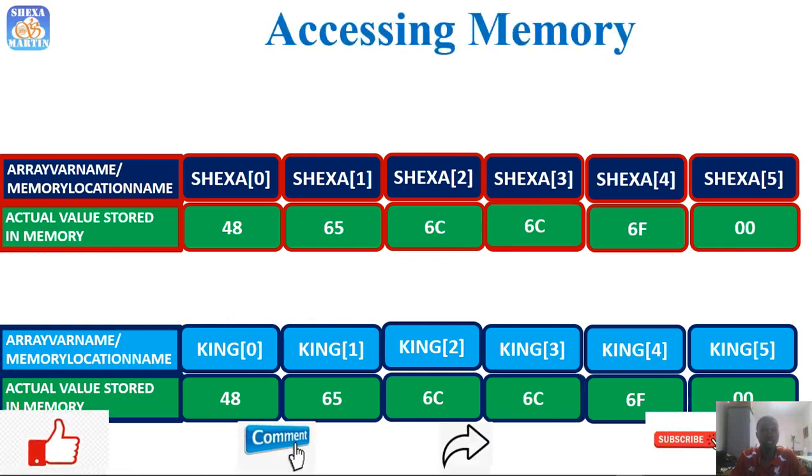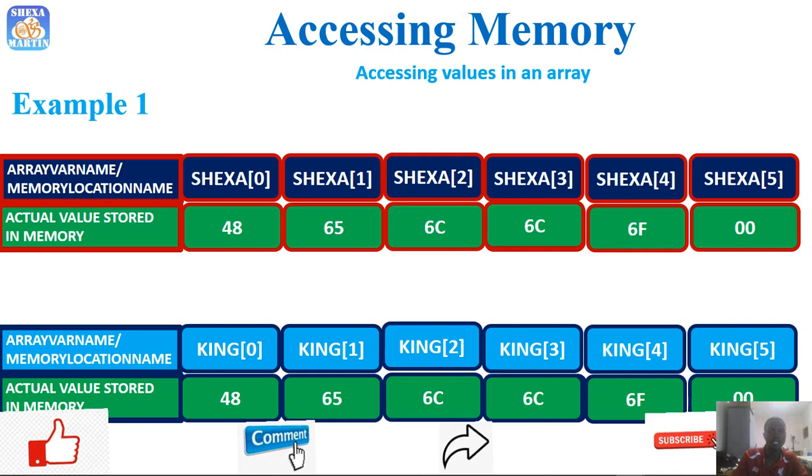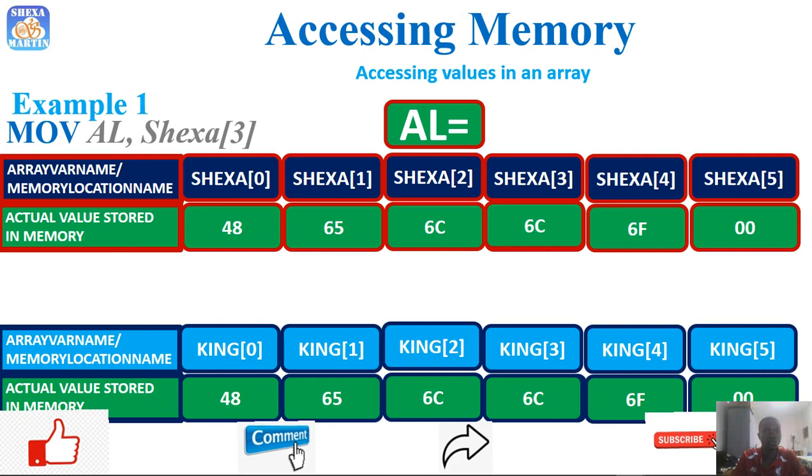All right, so let's get into an example. Let's now write some code. Let's now access values in an array. Let's access Shexa index 4 or king index 4. So let's write the instruction. We have the instruction which is move AL, Shexa index 3. What do you think we are doing with this instruction, which is saying move AL comma Shexa index 3? What are we doing? I want to see answers.